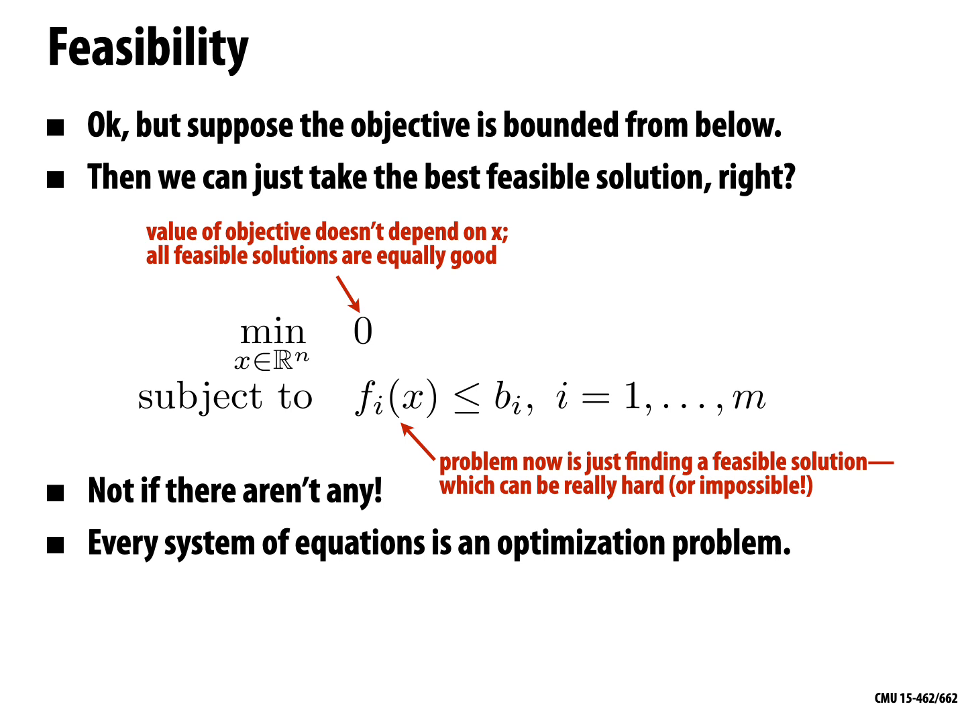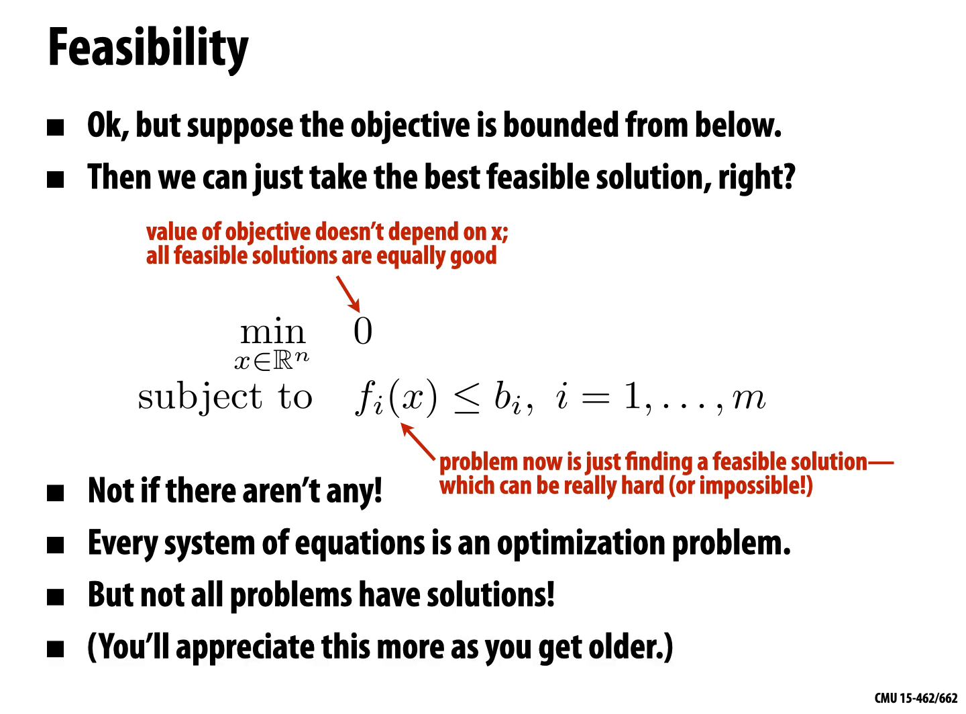Another thing that we get out of this is to realize that every system of equations is an optimization problem. So if you have a general purpose solver for optimization problems in standard form, then you also have a general purpose solver for systems of equations. Okay? But we have to be careful here. It's not like there's some great solver that's going to solve all problems for us ever, especially because not all problems even have solutions. Right? Not all problems have solutions, and you'll appreciate this more and more as you get older.